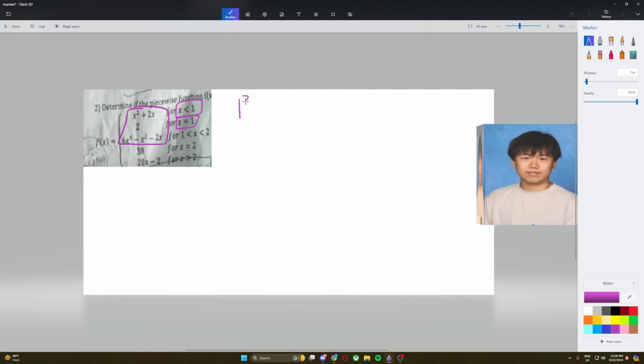So we got 1 squared plus 2 equals 3. We got 2 equals 2. And we got 6 times 1 squared cubed minus 1 squared minus 2, which is equal to 3.